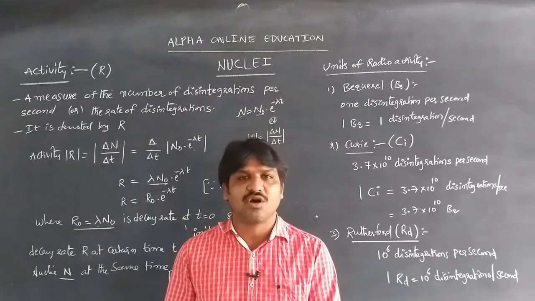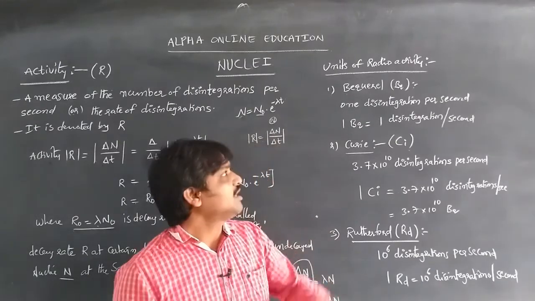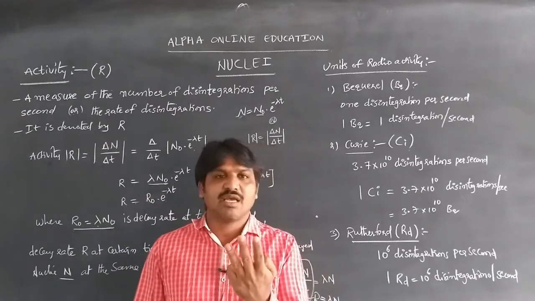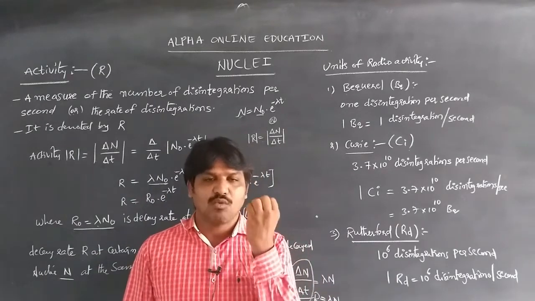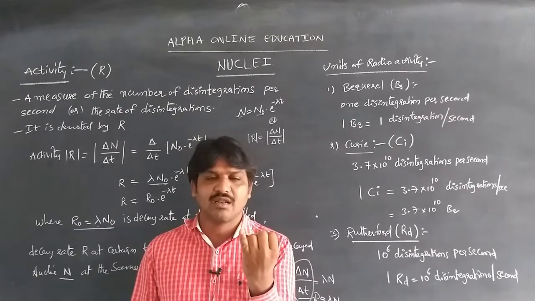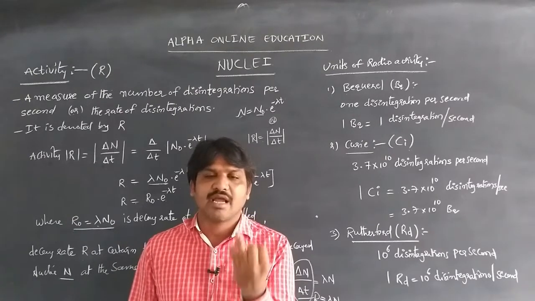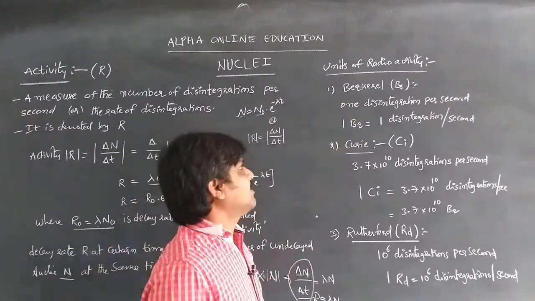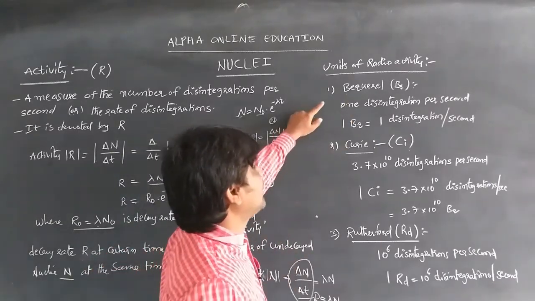What are the units of radioactivity? The units of radioactivity can be of three types: one is the becquerel, another one is the curie, and another one is the rutherford. So the first one is the becquerel. This is a unit of radioactivity.